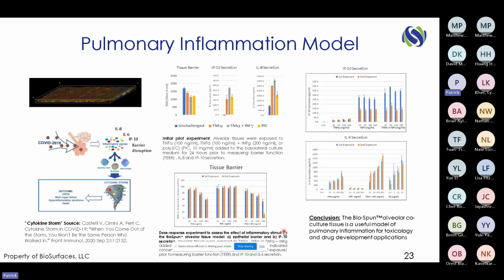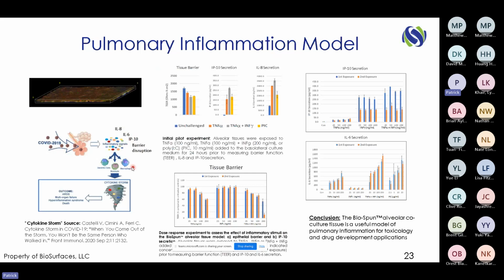Okay, another very interesting thing that we did with this alveolar model, we evaluated and developed a pulmonary inflammation model using the alveolar co-culture, to model, for example, exposure to a virus, like the COVID virus. Exposure to viral particles or other inflammatory stimuli, even from the innate immune properties of the epithelium alone, causes release of a variety of cytokines and chemokines, such as IL-8, IL-6, IP-10, as well as barrier disruption.